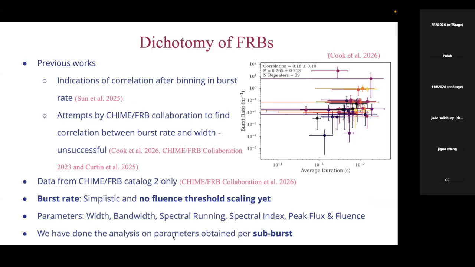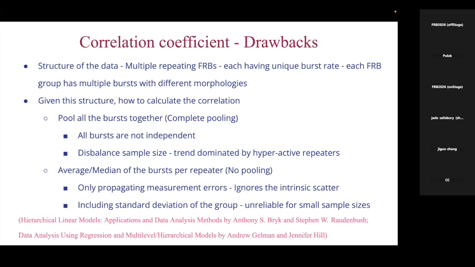So typically when you have a case like this where you have multiple repeating FRBs, and each repeating FRB has a unique burst rate, and per repeating FRB there are multiple bursts with different morphologies. So there is clearly this hierarchical structure in this data set, which lets us ask the question: what is the optimum way to evaluate the correlation?